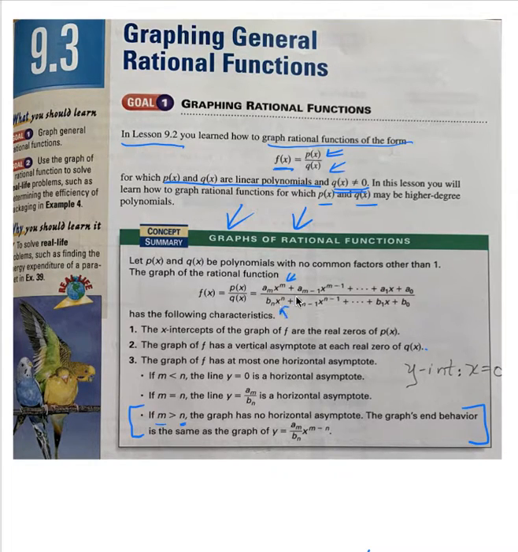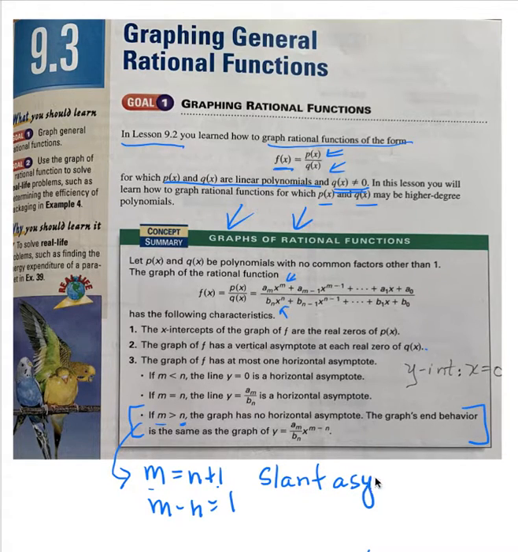The graph in essence is unbounded because the numerator is going to be so much bigger than the denominator. So there is no horizontal asymptote. There is one little caveat that you should probably write in here, and this is that if m equals n plus 1, so in other words, they're separated by just 1 degree, or m minus n equals 1, you will have what we call a slant asymptote.